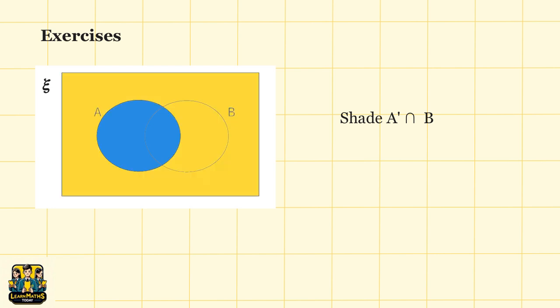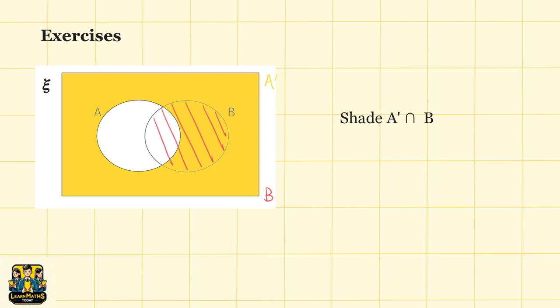Now we can clearly see what is A prime. We can remove the original blue color representing set A. Now let's draw set B with red lines. The intersection of A prime and B is simply the areas that are in both yellow and covered with red lines.